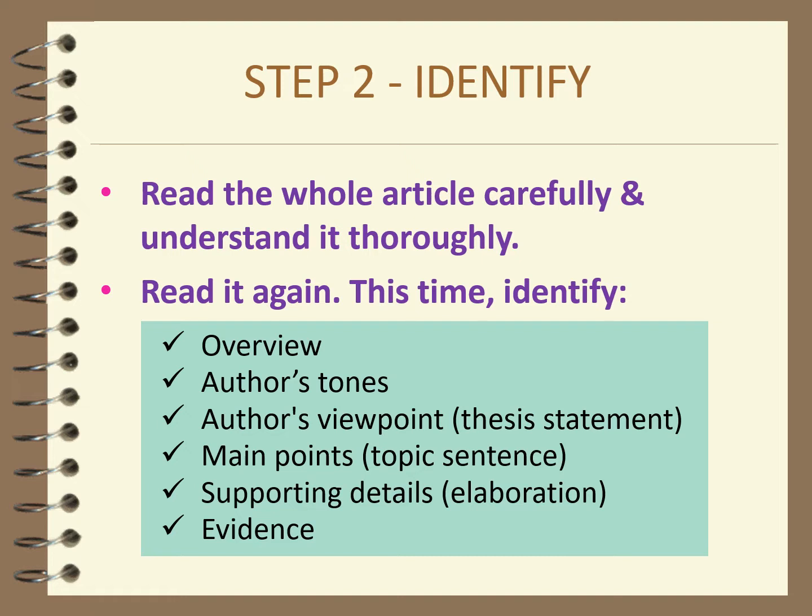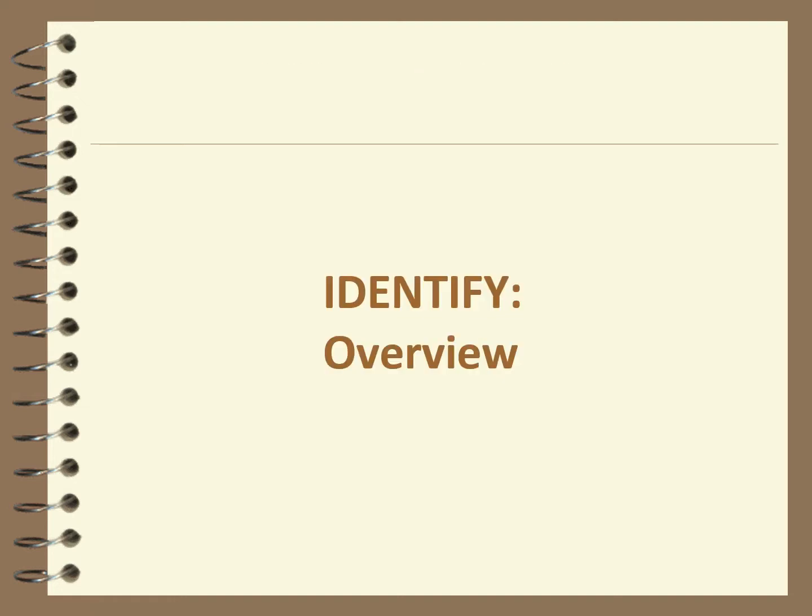Those things are, the first one, overview, author's tones, author's viewpoint, that is thesis statement, the main points, which is the topic sentences, supporting details, which is the elaboration, and also the evidence. Now let's look at them one by one. Let's look at the overview first of all.